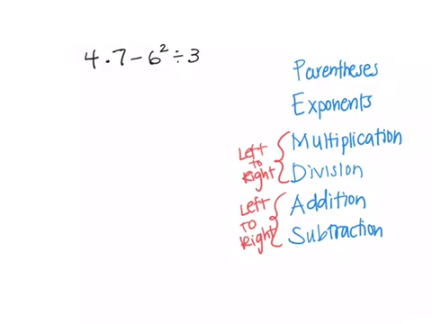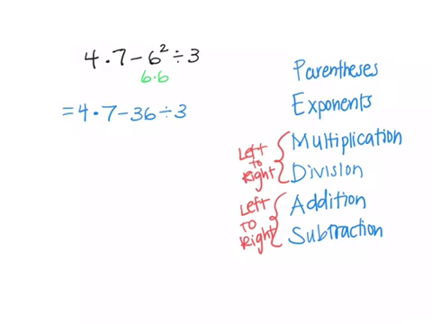So as I look at this first problem and I start to make my way down the list, I can see that I do not have any parentheses, so I have no grouping symbols. So the next thing that I have is exponents. So I am going to evaluate that first. 6 squared, just as a note, when you square something, that means you take a number times itself. So 6 squared means 6 times 6. So this is going to become 4 times 7 minus 36 divided by 3.